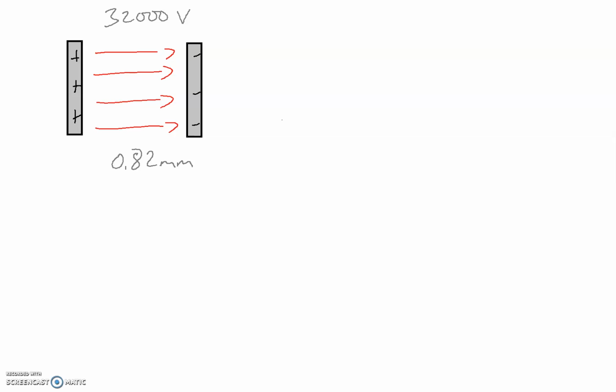Okay, so here we've got a set of parallel plates that are 0.82 millimeters apart with 32,000 volts across them. And we're going to connect to what we were talking about in the last video. This quantity right here, the voltage, this is what's called electric potential. So our electric potential, or V, is 32,000 volts. And that's basically it. There's not much else you can do with this except find the electric field.